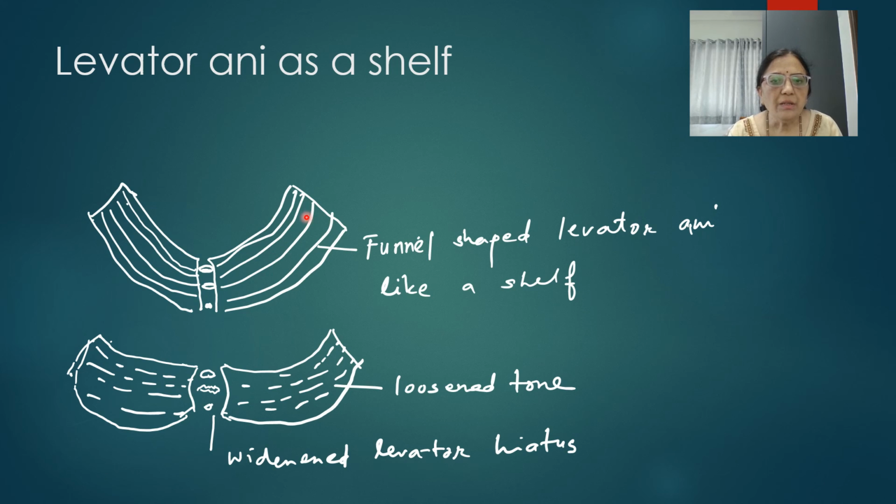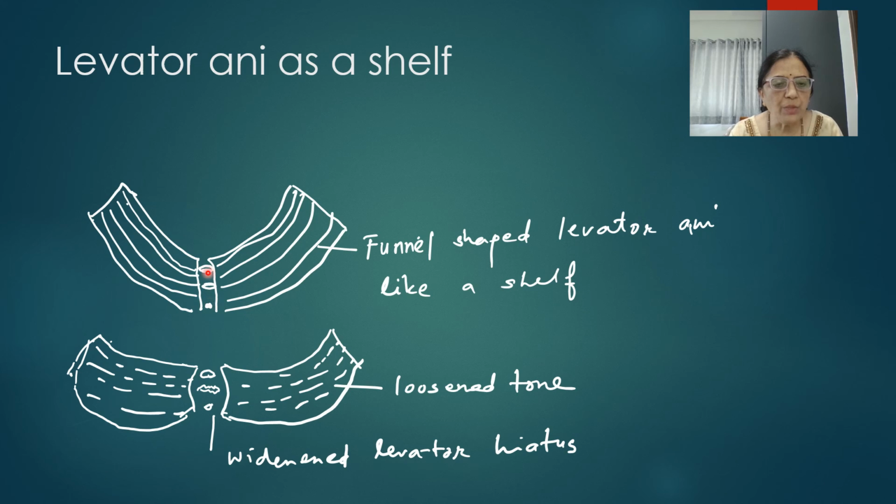Diagrammatically, we can see here the levator muscles have a funnel shape, so that they arise at the higher level, and then they go towards the midline in a downward direction. This is the direction of the fibers of the levator muscles, which are formed by the pubococcygeus and iliococcygeus muscles. These run in this downward direction towards the midline. That is why it gives a funnel shape, and it forms a sling-like structure. It is like the closed door of a shelf.